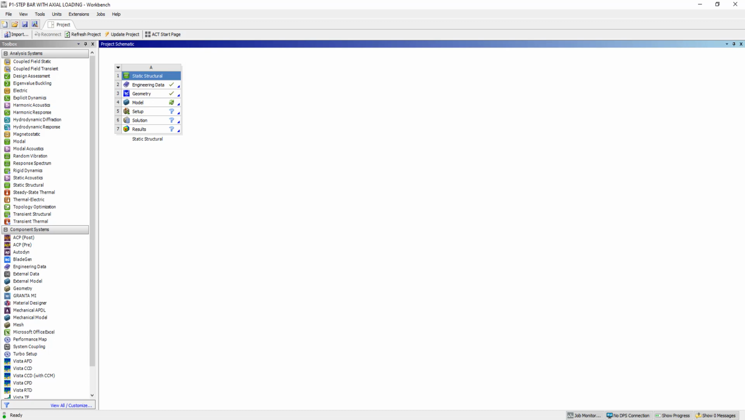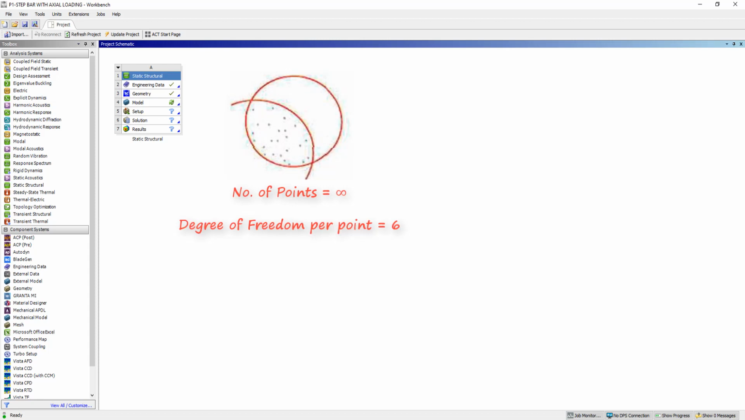So let me make it a little simpler. Consider a problem domain like this. We have a continuous object, and this continuous object has an infinite number of points, right? So we have so many tiny points in this object. Infinite number of points means infinite degrees of freedom, right? Because each point in space has 6 degrees of freedom. So 6 into infinity becomes infinite degrees of freedom. And it is just not possible to solve the problem in this infinite format.